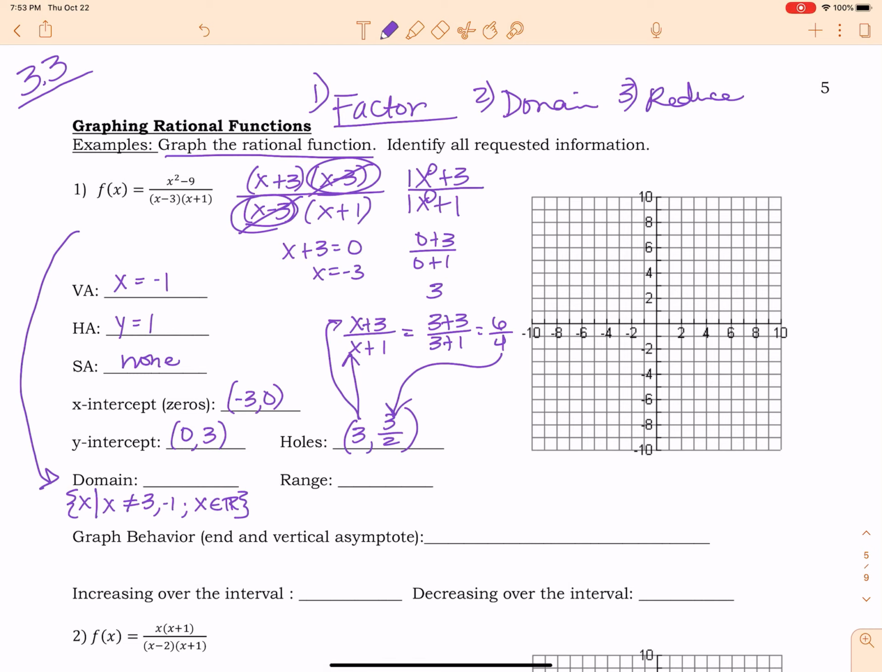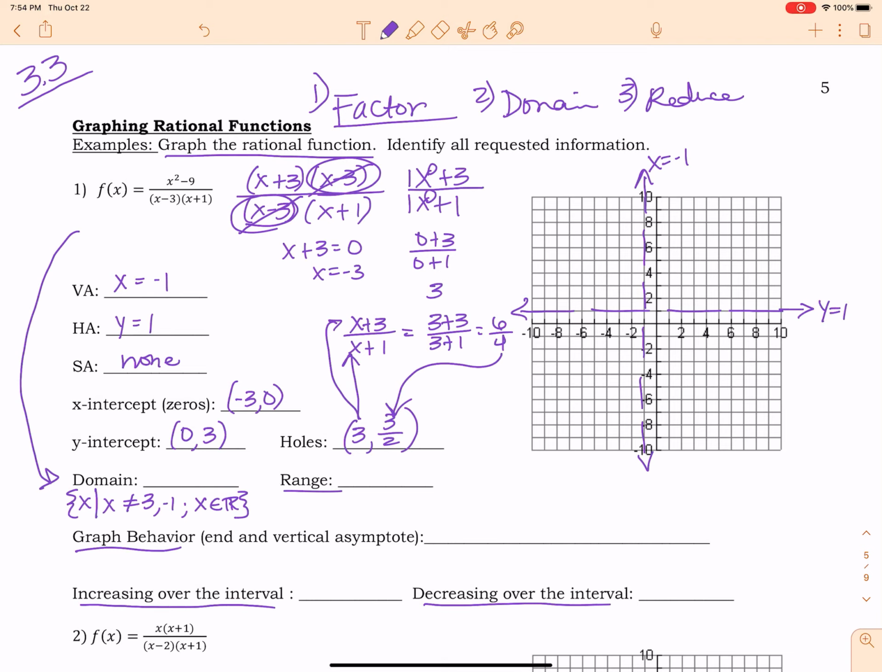All right, the range, the graph behavior, and increasing and decreasing are going to be easier to do after we graph it. So we are going to jump over to our graph here and graph what we're seeing. I'm going to start with my vertical asymptote. It's x equals -1, so it's going to look just like that. And then my horizontal asymptote is at y equals 1, so it's going to look just like that.